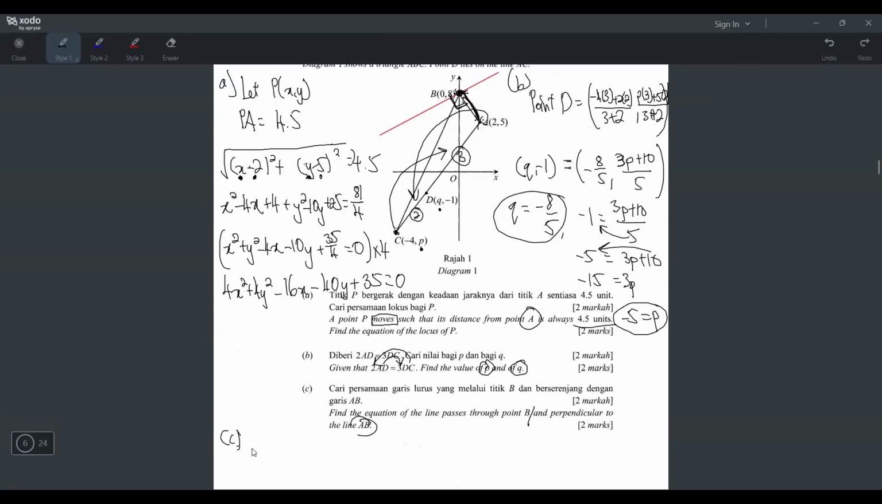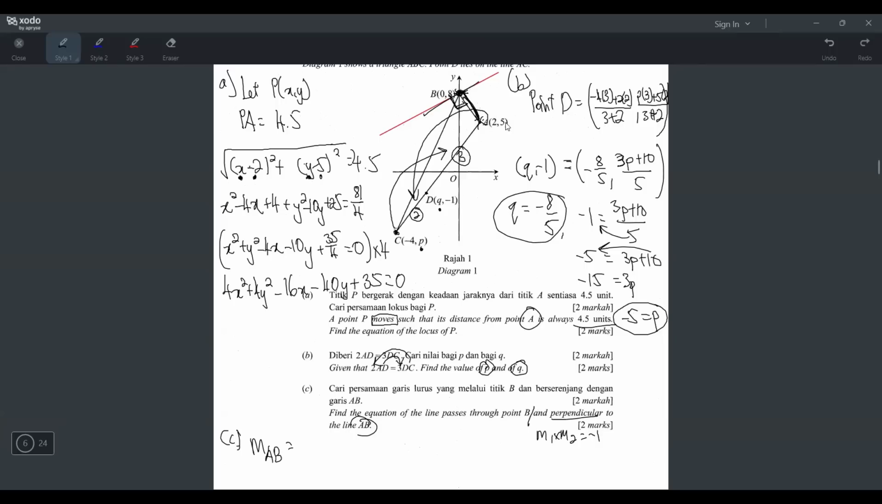You can find the gradient of AB first, and since they are perpendicular to each other, later you can use the formula m1 times m2 equals -1. So remember, perpendicular, m1 times m2 equals -1. Okay, so let's find the gradient of AB first. The red color line gradient later.